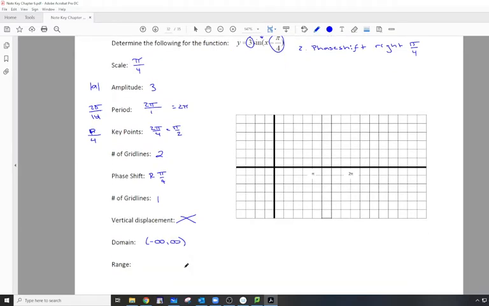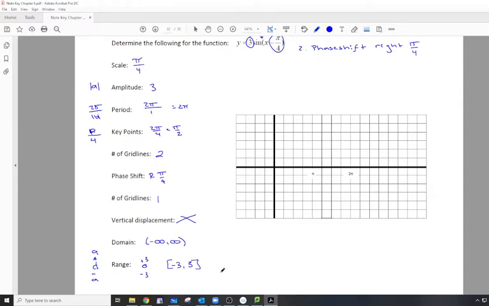And what about the range? So the range, remember, goes from your center line up your amplitude, and from your center line down your amplitude. So it should have been a minus sign. So if my center line is at 0, I'm going to go up 3, and I'm going to go down 3 from 0. So my range is going to be negative 3 to 3.